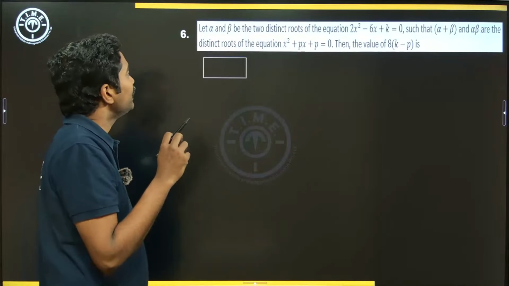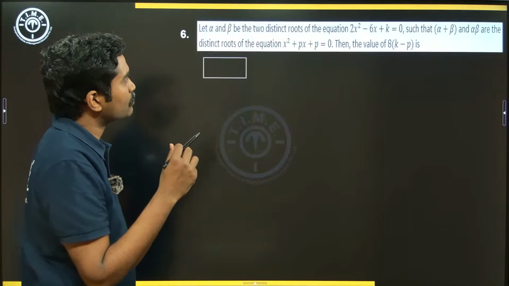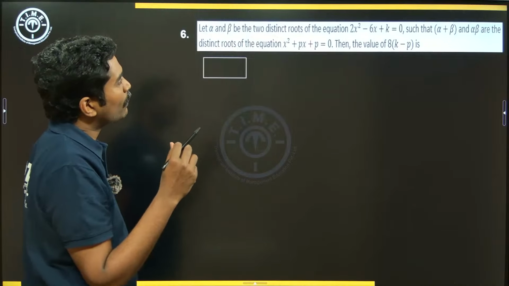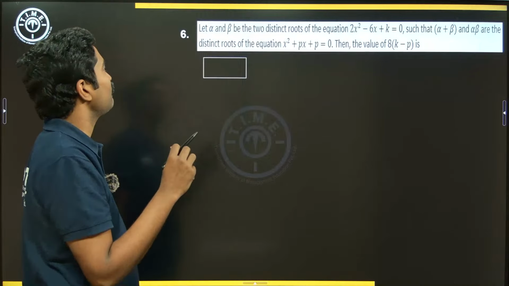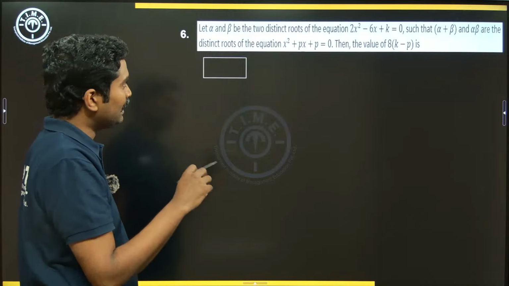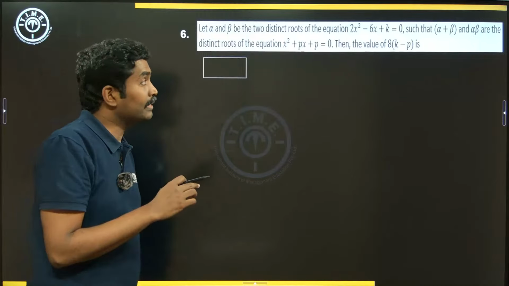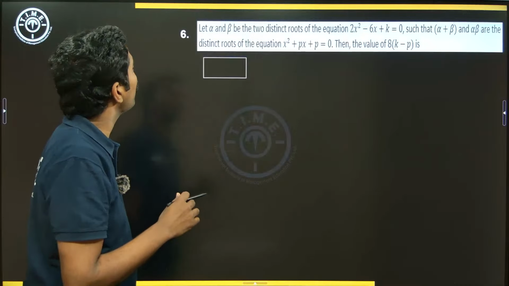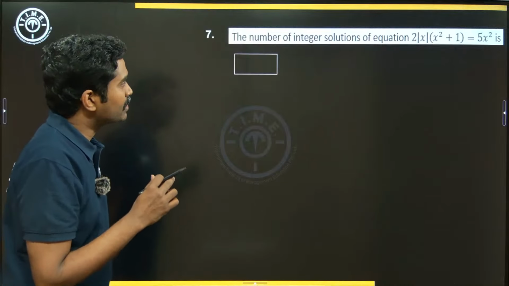Next question. Let alpha and beta be 2 distinct roots. Okay, another quadratic equation question back to back. 2x square minus 6x plus k, and alpha plus beta and alpha beta are the distinct roots of this. Again, no numbers, lots of algebra and fill in the blank, and then the value of 8 into k minus. I'm skipping this for now. That's just 2-3 questions. I don't mind.